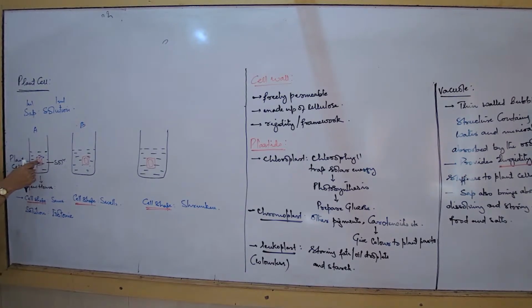Did I make it clear for you to understand? So what is this? Are we defining the cell sap? No, we are defining solution. Why in this condition did the cell not change its shape? Because the amount of water here and here is the same.